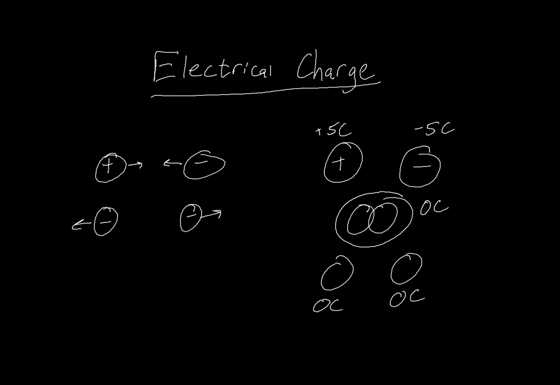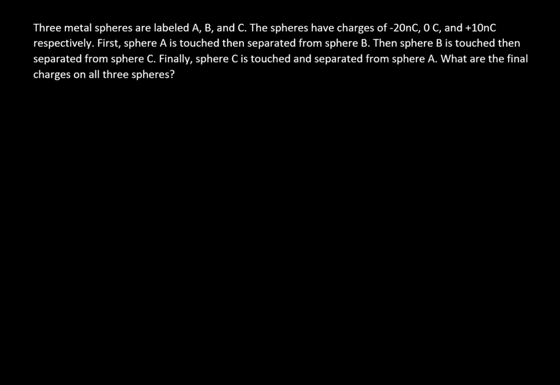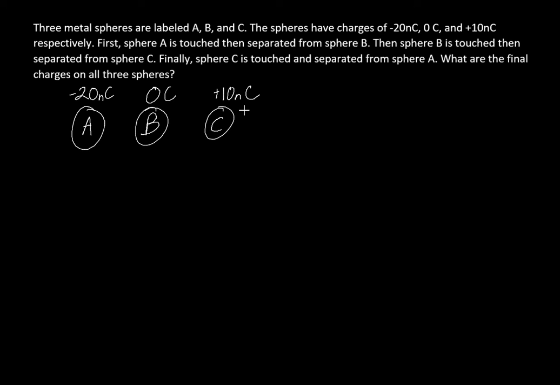So let's take a look at this problem right here, and we'll see if you guys can figure it out. Take a moment to read it. Go ahead and pause the video. Alright, so if you did read it, we've got three separate spheres here: sphere A, sphere B, and sphere C. On sphere A, we've got that negative 20, and then nC stands for nanocoulombs. So coulombs is that unit of charge. Over here, we've got 0 coulombs, and over here we have positive 10 nanocoulombs. So this right here is my start. I'm going to call this position 1.